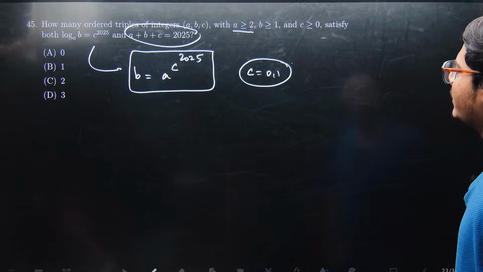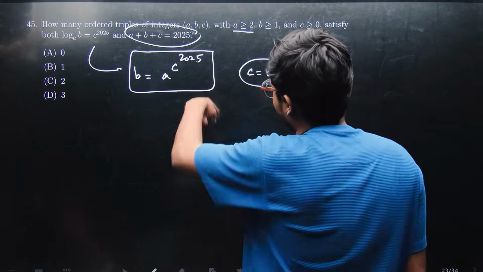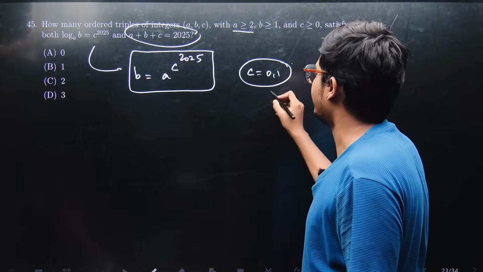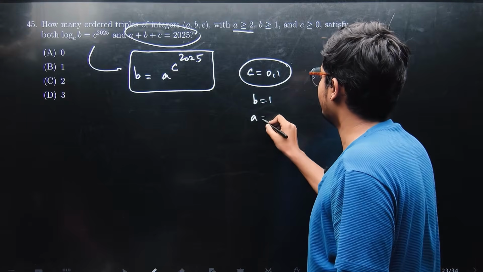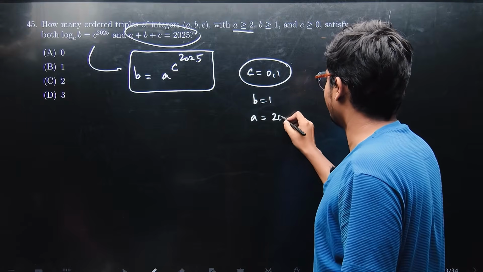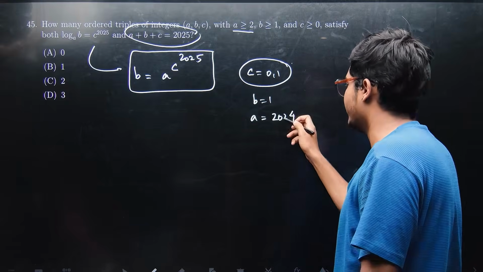Now see, if we take c equal to 0, what happens? 0 to the power anything will become 0, so this becomes a to the power 0, which is 1, right? So b becomes 1. So a is going to be 2024, right? So that's one triplet, okay? 2024, 1, 0 is one triplet.